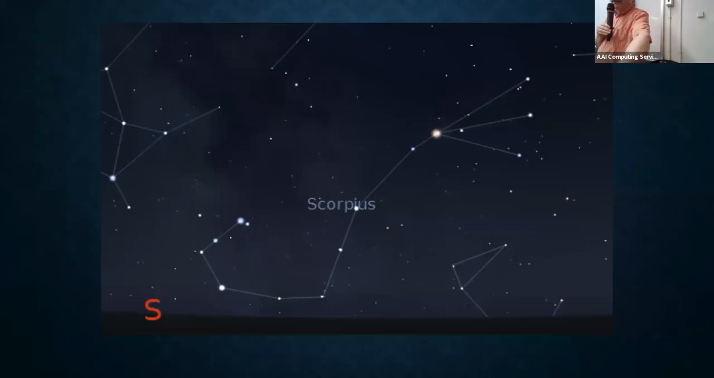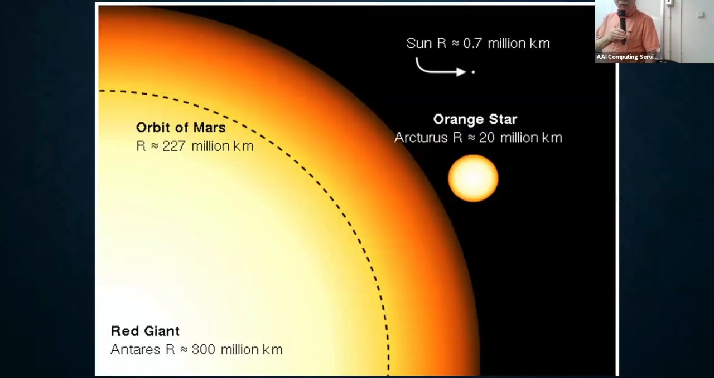I always view this as being one line to here, and then the head is here, and those pinchers go out towards Libra. But Antares is so large that if you plunked it down where the sun is, we would be inside it, and so would Mars. You can see the orbit of Mars here, and this is Arcturus, which is the bright star that's straight up. That's a red giant, and that's our sun, right? So comparative size of those stars. So it's a very big star. Those red supergiants are very unmassive.